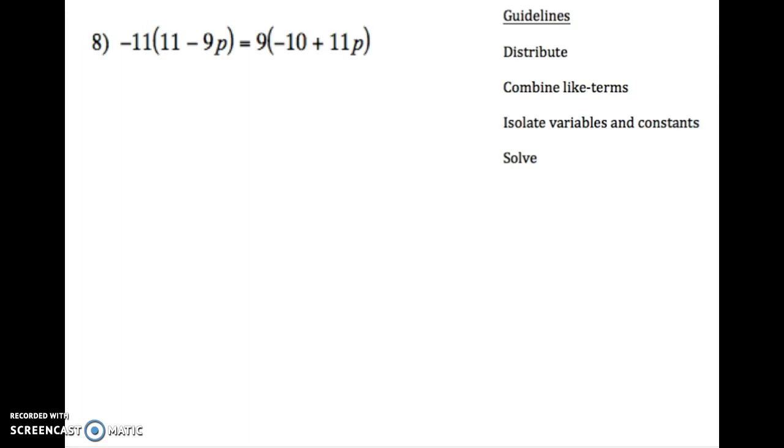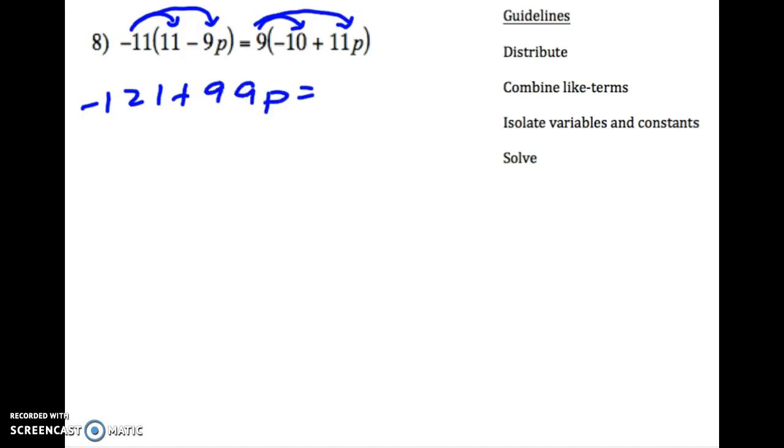Moving on to number 8. This time, once again, we got parentheses on both sides. We're going to have to distribute the negative 11 on the left. And we're going to have to distribute a positive 9, finally, on the right. Negative 11 times 11 will give us negative 121. Negative 11 times the negative 9p should give us a positive 99p. On the other side, 9 times negative 10 will give us negative 90. And 9 times 11p should give us 99p.